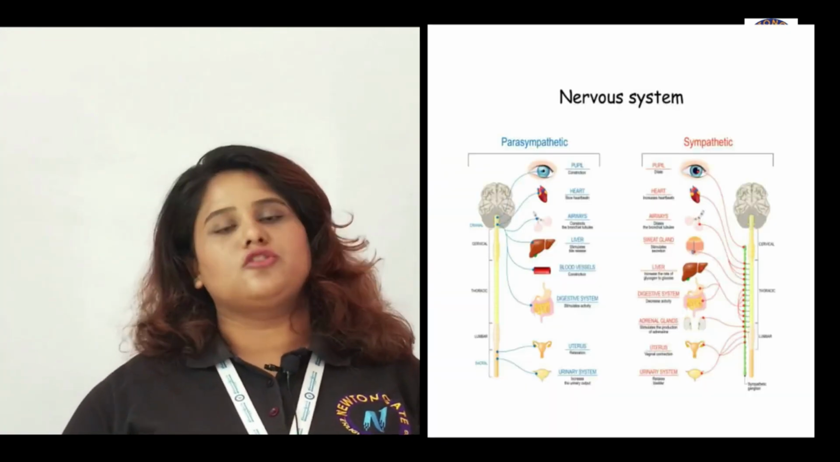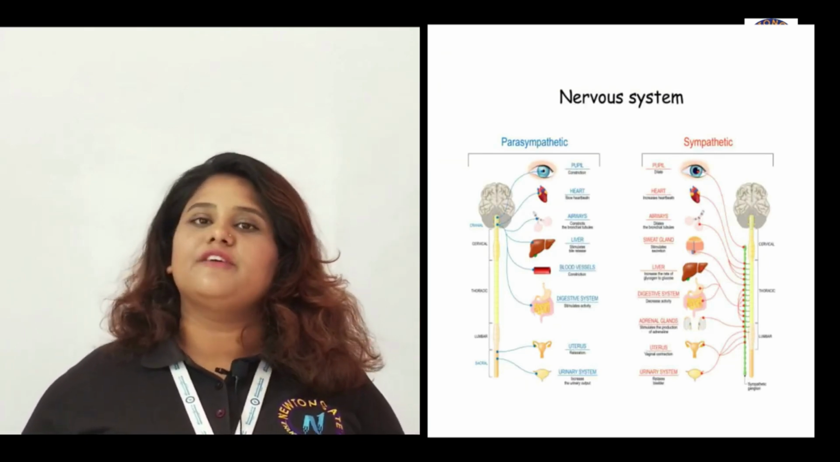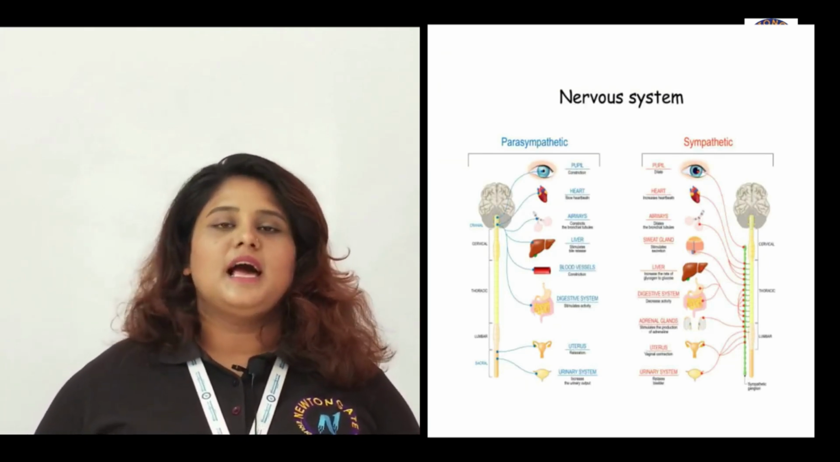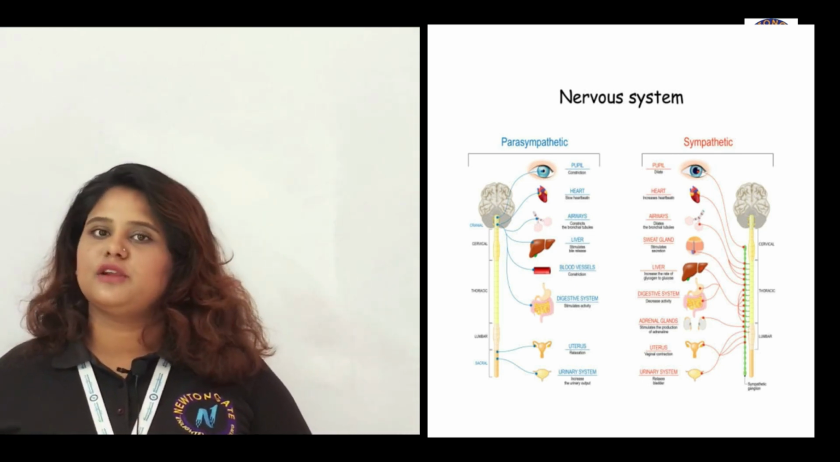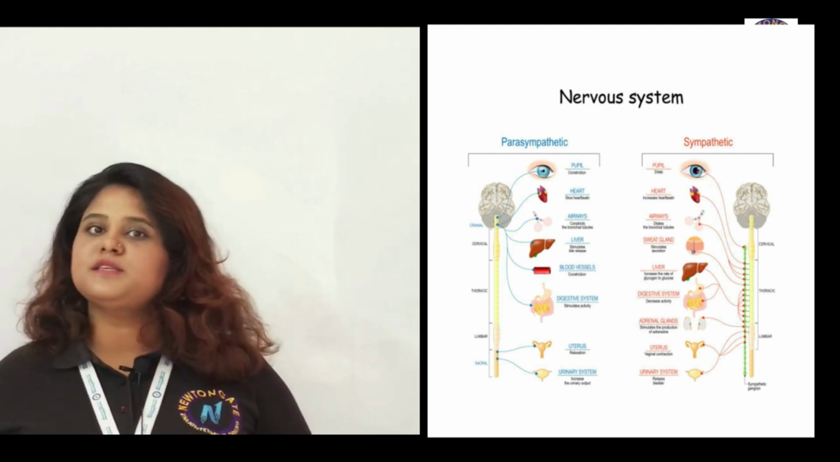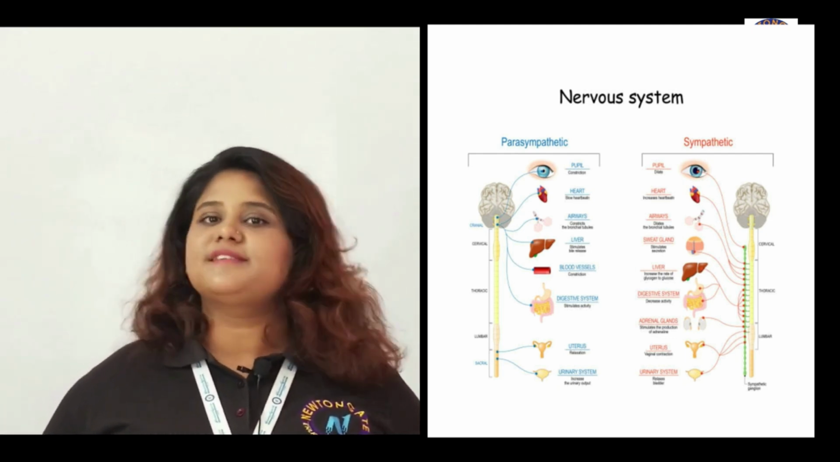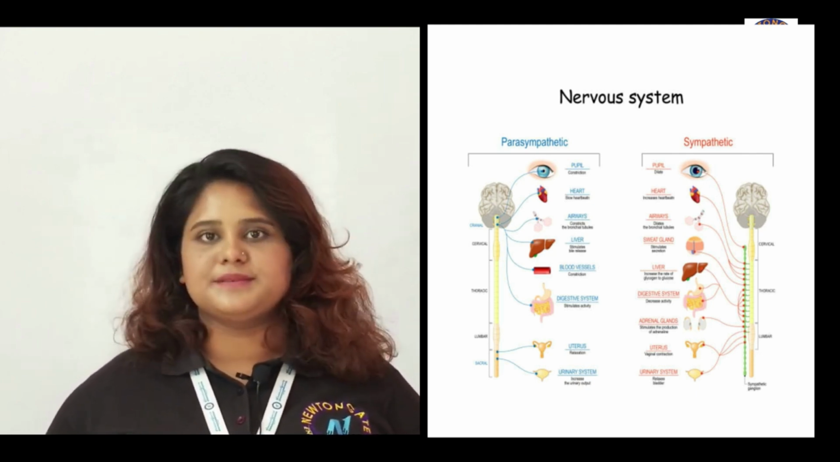Now let's go into the autonomic nervous system. The autonomic nervous system is involved in regulation of involuntary actions like respiration, salivation, digestion, all these physiological activities. There are two important types it contains: one is the sympathetic nervous system, another is the parasympathetic nervous system.